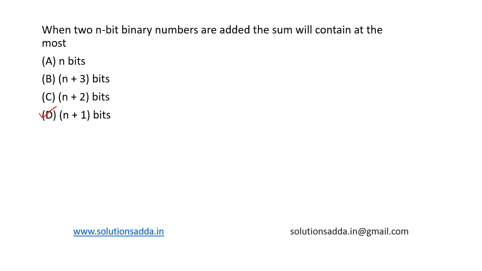Let's see an example to understand how this works. Assume n is equal to 2. So we have a 2-bit number. The maximum value of a 2-bit number is 3, that is 1 1. So 3 plus 3, in the decimal system, we will get 6. Now in binary it will be 1 1 plus 1 1. So 3 plus 3 is 6, which means we will get 1 1 0.